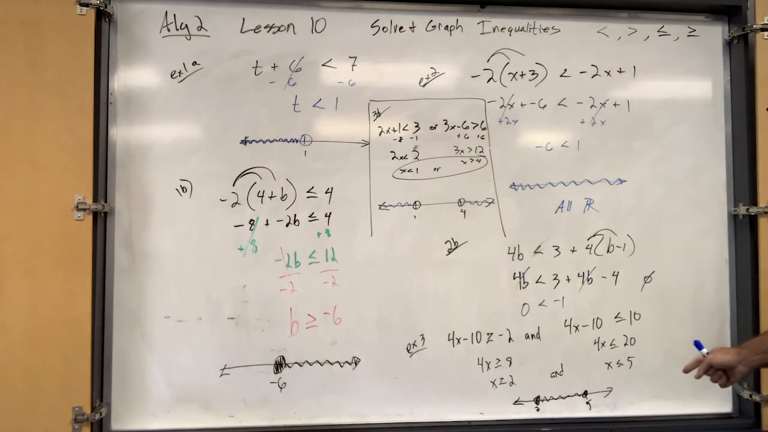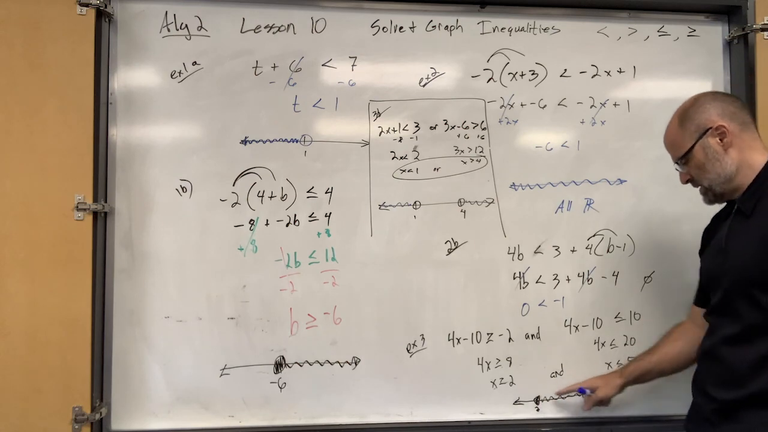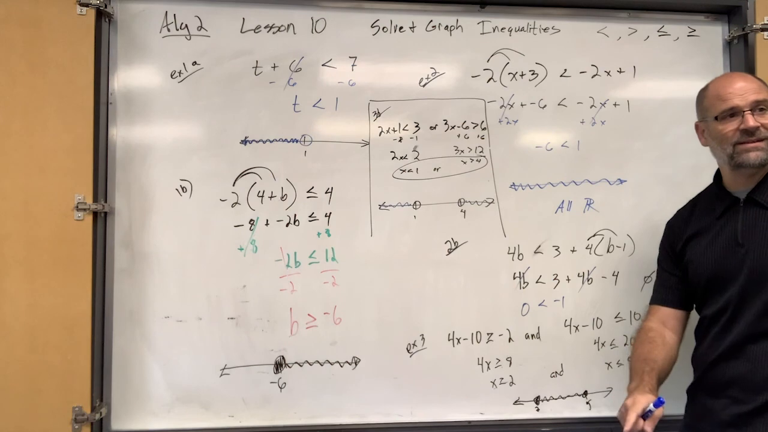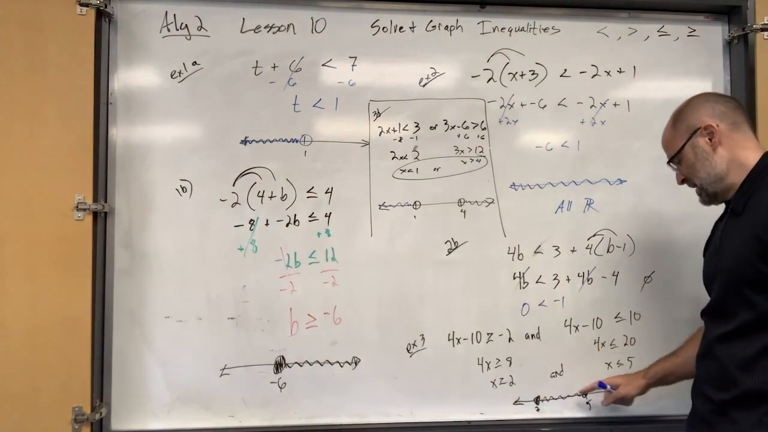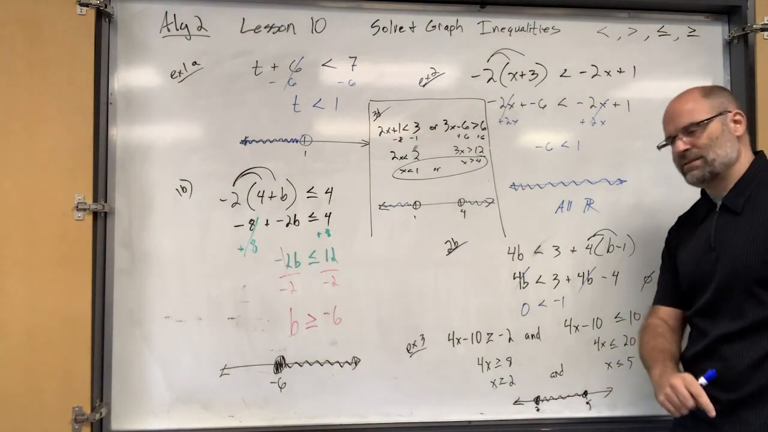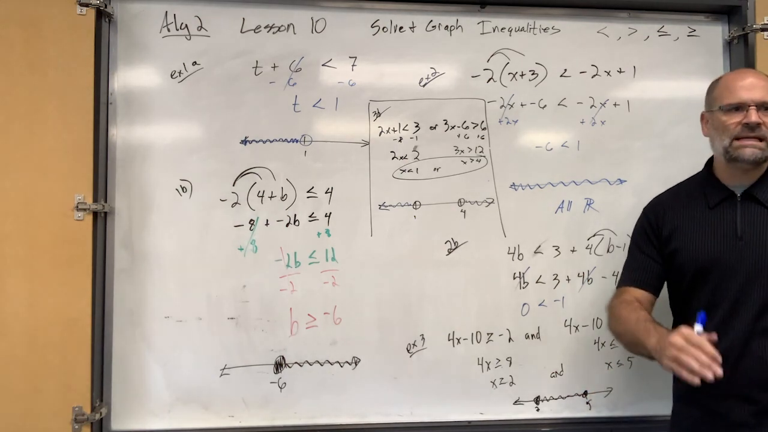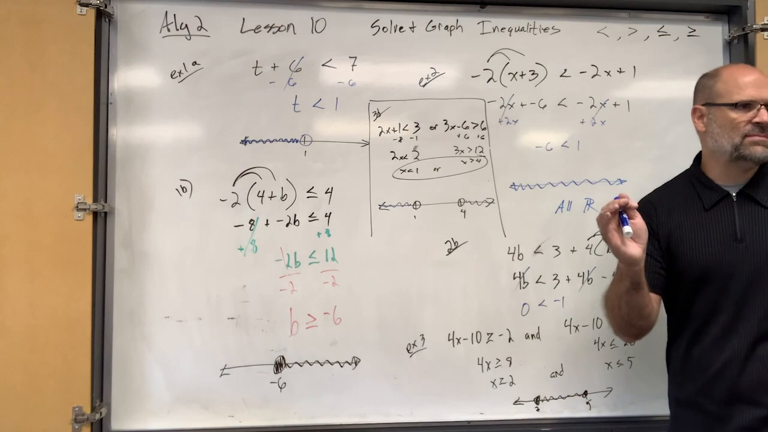This one is weird because you have to stop. You can't just go forever in that direction. If this was or, then you would go forever in each direction, because x is greater than or equal to 2, yeah, then you would shade the whole thing. But since it's and, there's going to be a beginning and an end if there's an and statement. Okay?